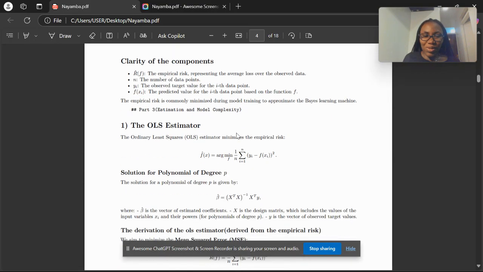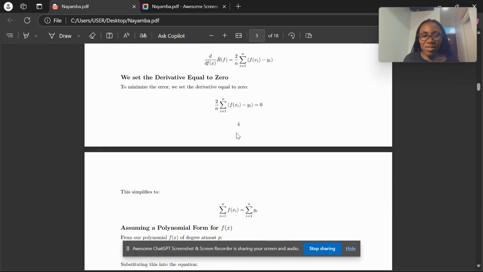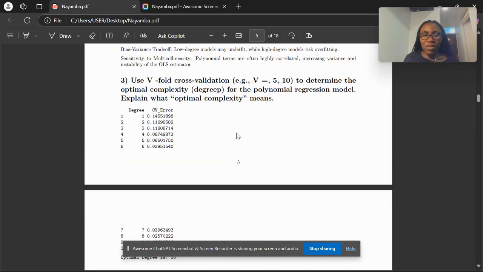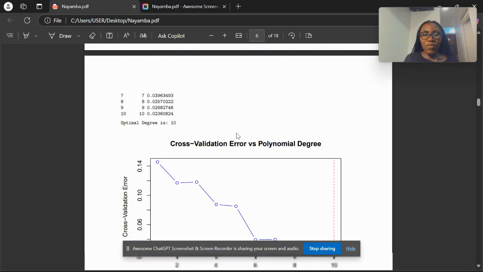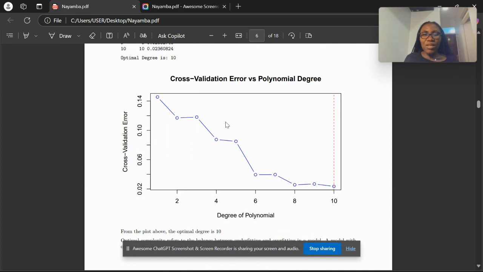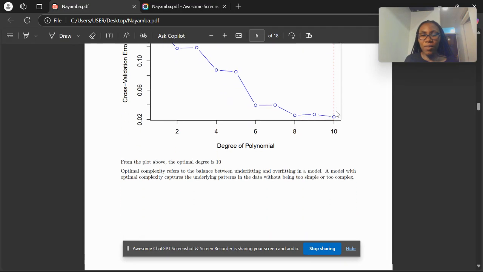I also determined the optimal degree since we're doing polynomial regression, and this was achieved through the V-fold cross validation. And from the findings, degree 10 was the optimal degree, indicated on this plot by the red line, as you can see here.